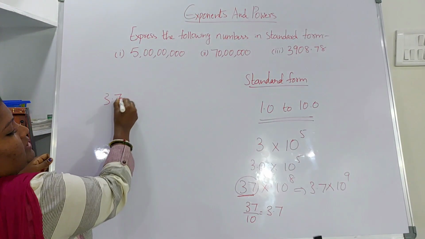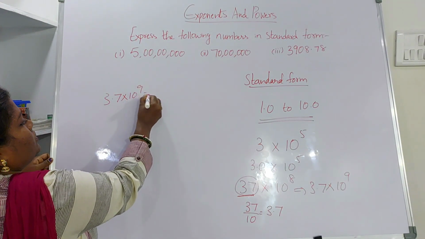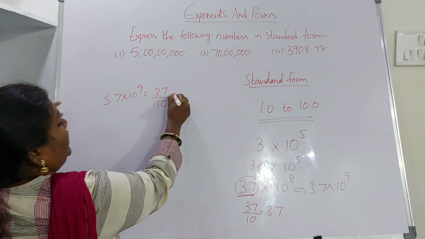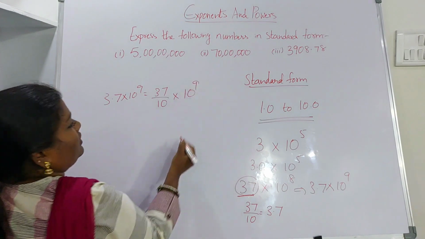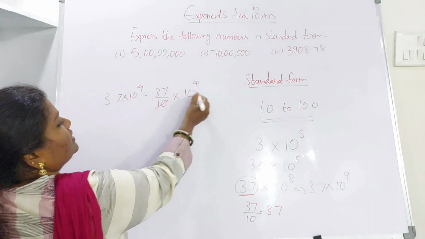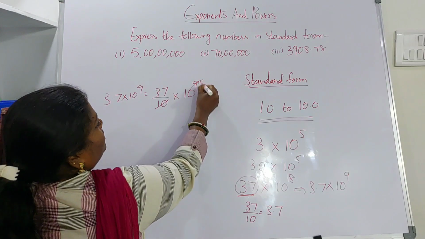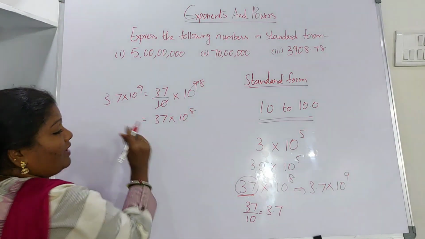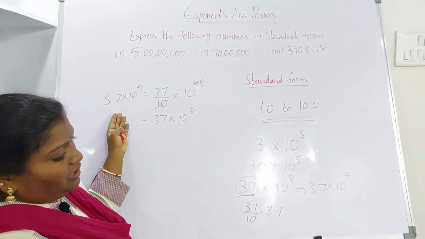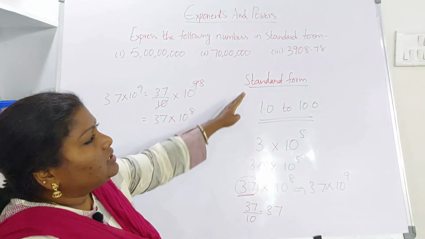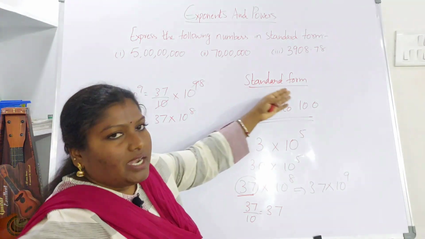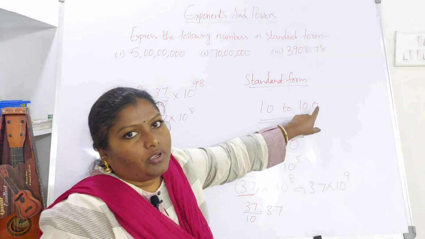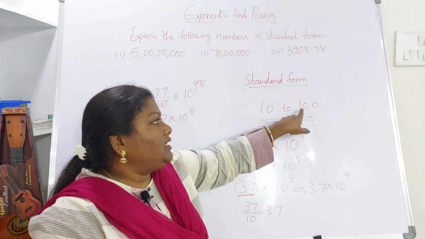So I'll just explain. If it is 3.7 into 10 to the power 9, I can convert this into 37 by 10 into 10 to the power of 9. Because you have a 10 here, this one will be cancelled, and you are going to get 37 into 10 to the power of 8. The value is not going to change, I am just converting into standard form, because in standard form the value should be between 1.0 to 10.0. It should not exceed this 10.